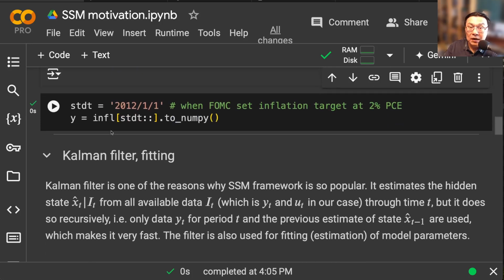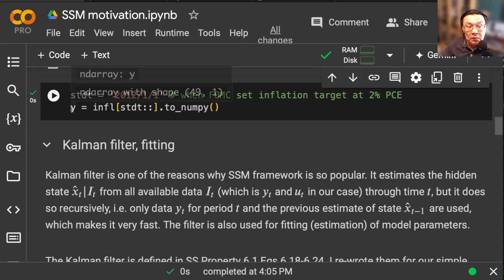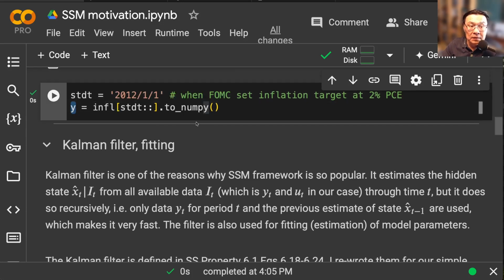So I'm going to cut out all the data prior to January 2012. As I said, that's the date when the Fed announced to the world that they're going to use a 2% inflation target. So I'm going to ignore all the data before it. So now we loaded all the data, and my y now contains a NumPy array with the data, right? So my data set here.